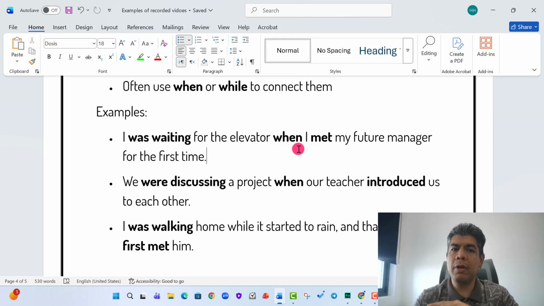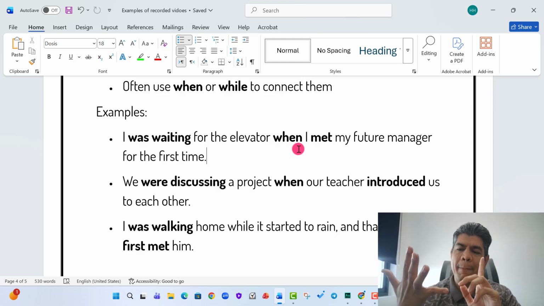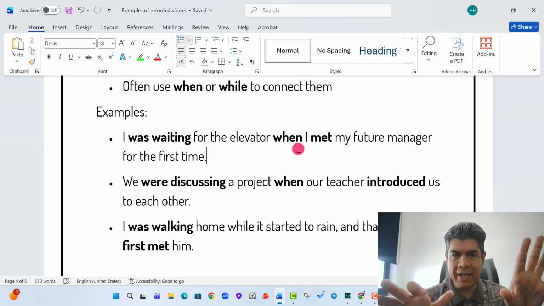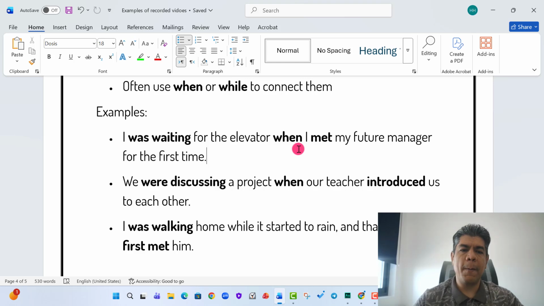But always remember, it's not enough. You gotta be using a variety of grammatical tenses: past perfect, present perfect, future tenses of any kind. Okay, now let's move on.